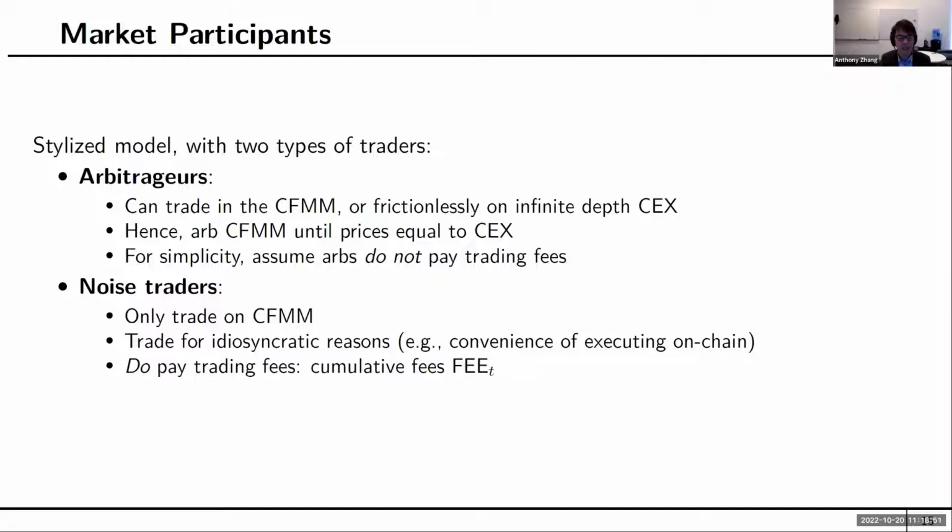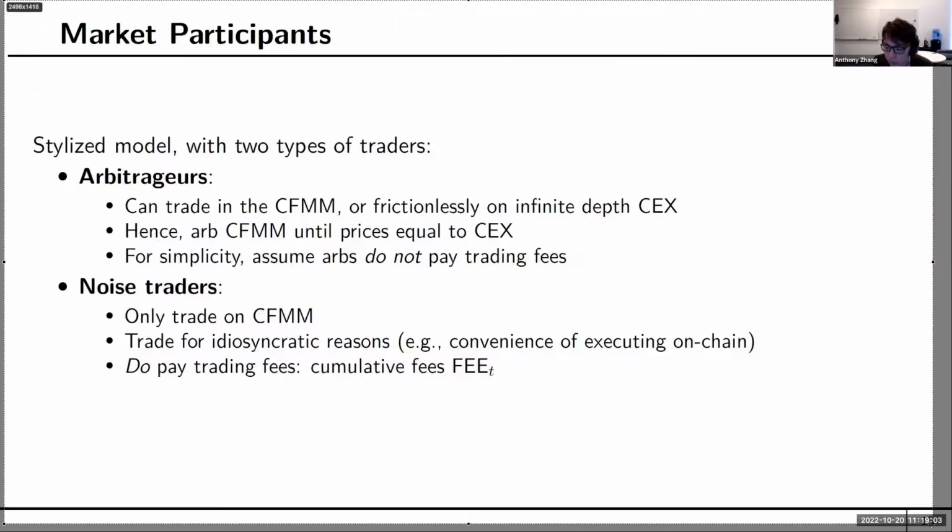The other class of traders is noise traders. Noise traders in our model basically are the source of fees. They're trading for idiosyncratic reasons unrelated to price movements, and then they pay trading fees. The cumulative fees that we collect from noise traders are called V_T. So you get V_T up to point T.